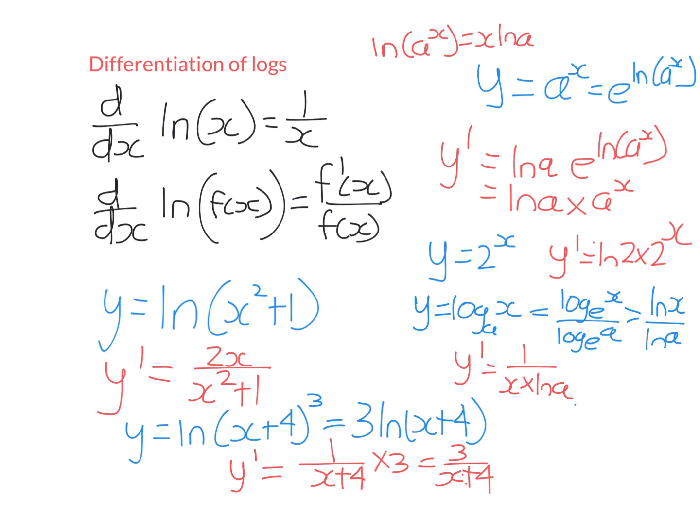So for example, if you want to differentiate y equals log base 3 of x, it's just going to be 1 on x times ln 3. If you wanted to differentiate log base 5 of x, it'd just be 1 on x times ln 5, and so on.